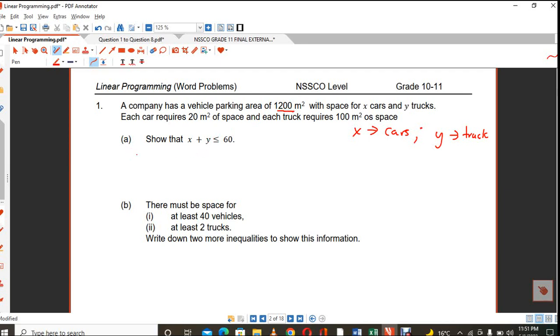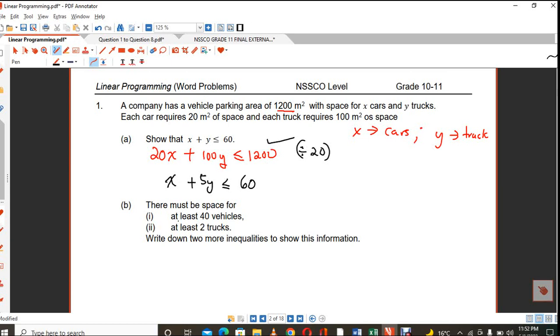So that means 20 square meters for the car, so that's 20x, plus 100 square meters for the trucks, 100y, should be less than or equal to 1,200. Once you're here, you're just supposed to divide by 20. If you divide by 20, you eventually get x plus 5y should be less than or equal to 60, since 20 goes in there 60 times. This is the working from that part.